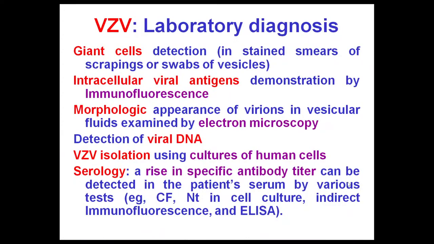Usually, to confirm the disease, laboratory diagnosis can be performed with the help of histological detection of giant cells, which occur in scrapings or swabs of vesicles. Then intracellular viral antigens can be demonstrated by immunofluorescence. Electron microscopy is not very common, but of course it can be used.